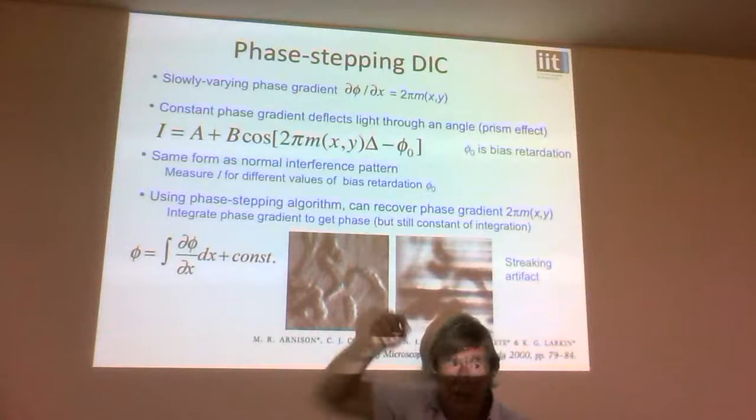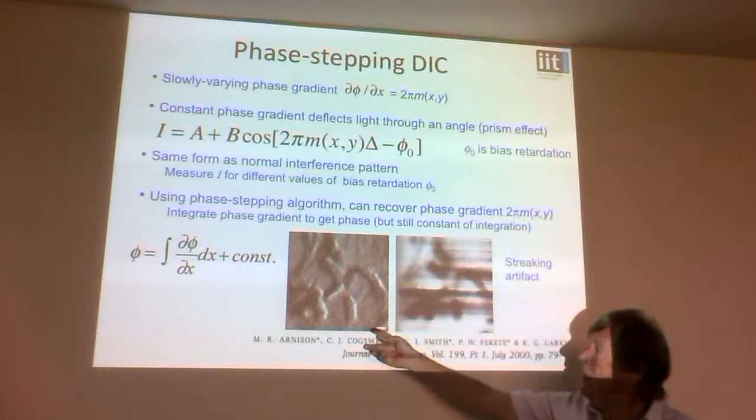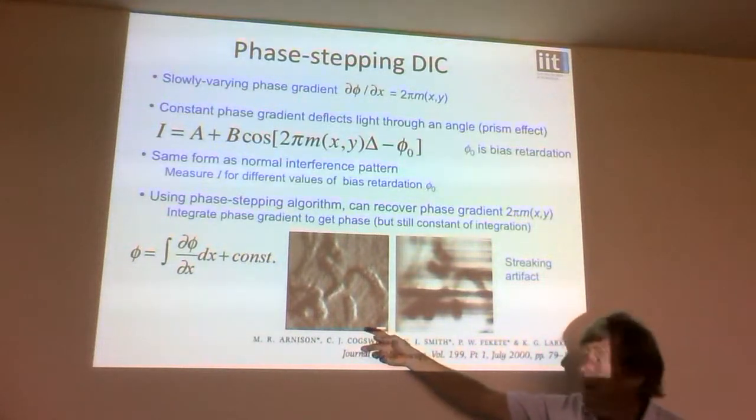So what we need to do then is to take, say, 3 images with different values of the bias, which I told you how you can change the bias, and then we solve those three simultaneous equations to calculate what the phase gradient is. So this is an example of that. So this is a phase gradient image.